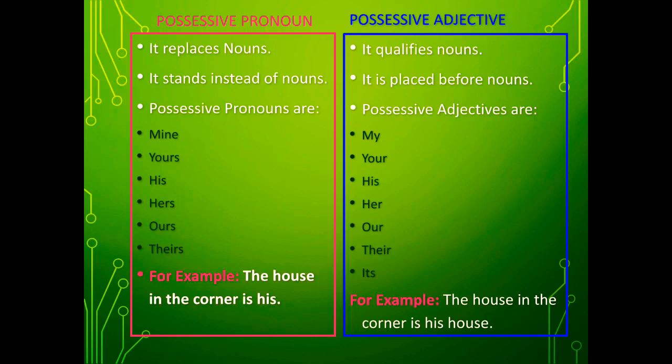Let us see the examples. If we say, the house in the corner is his, the book is mine, in these two sentences, his and mine are possessive pronoun. But if we say, this is my book, this is his house, in these two sentences, we are using the word his and mine before a noun. So here these words are possessive adjective.